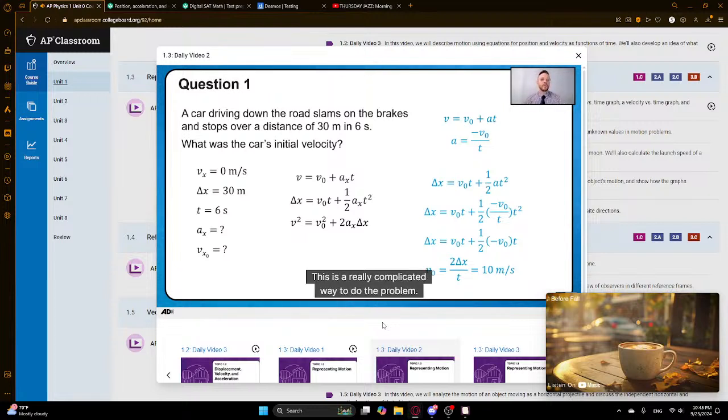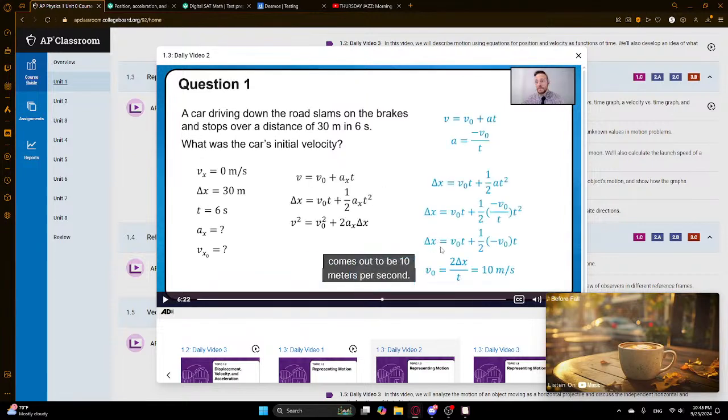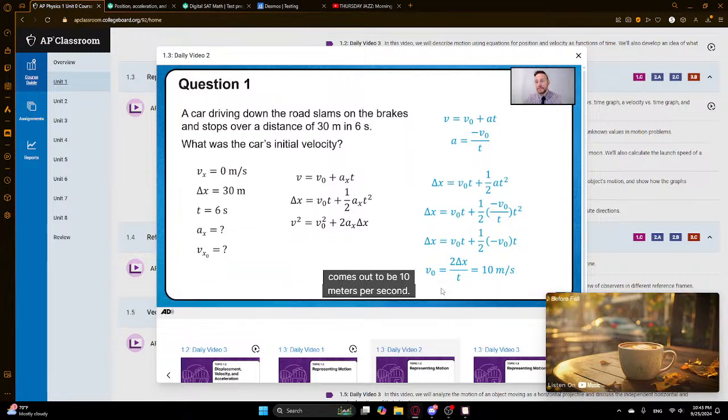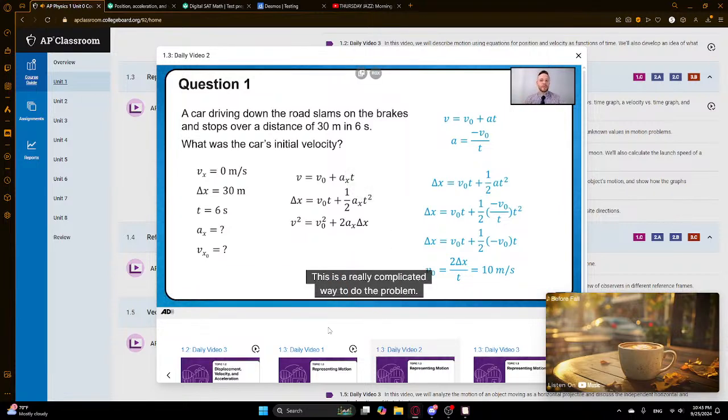This is a really complicated way to do the problem. I don't even know how we got to that. I'm gonna just write this down real quick. This freaking delta was in all of these, and then he just took delta out last second. That does not make sense. And then delta gets subbed in somehow in here. Over time equals 10 meters per second. This is a really complicated way to do the problem.